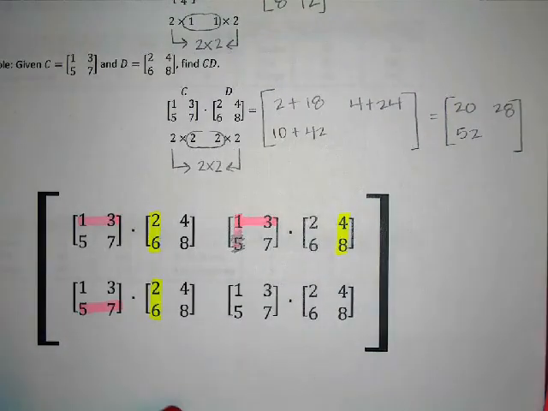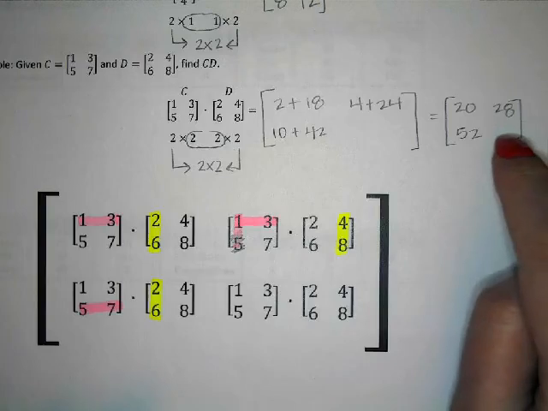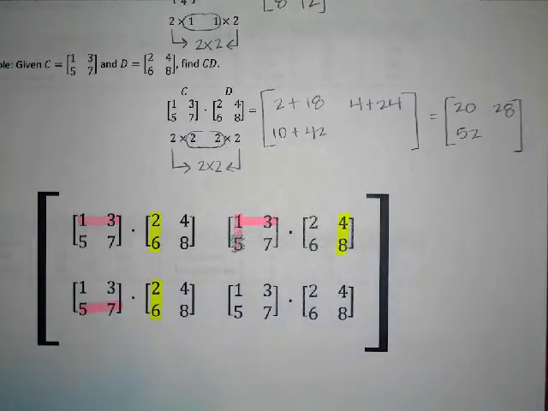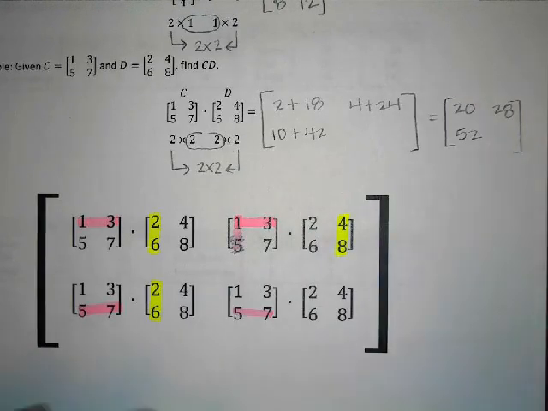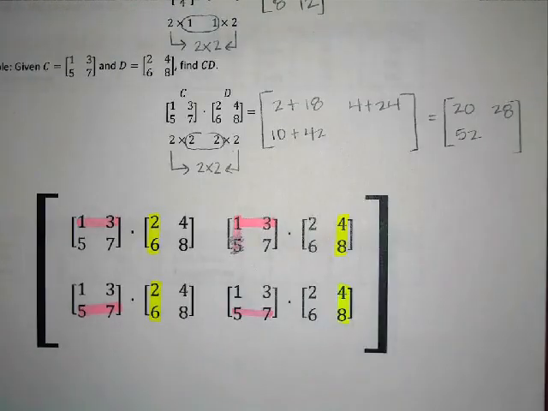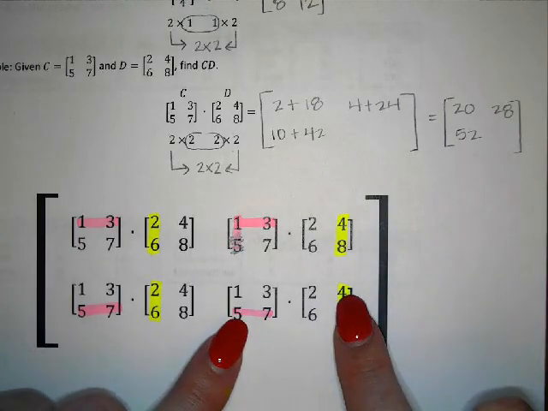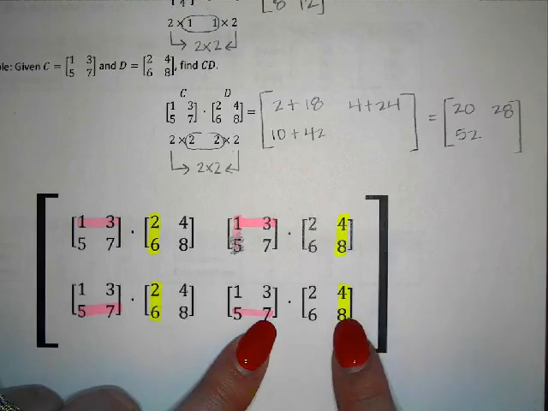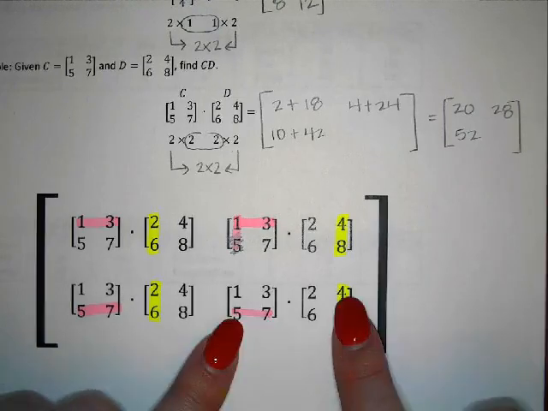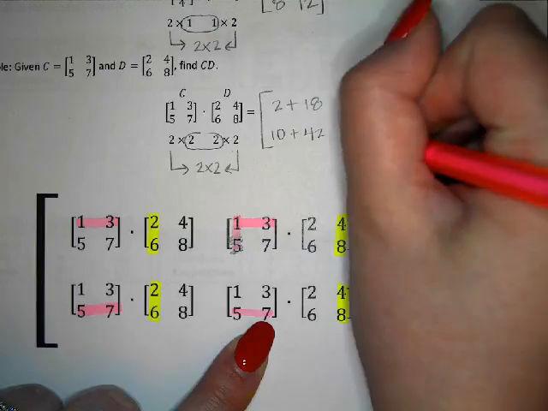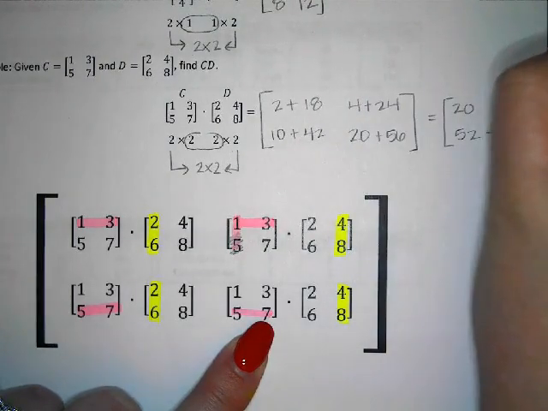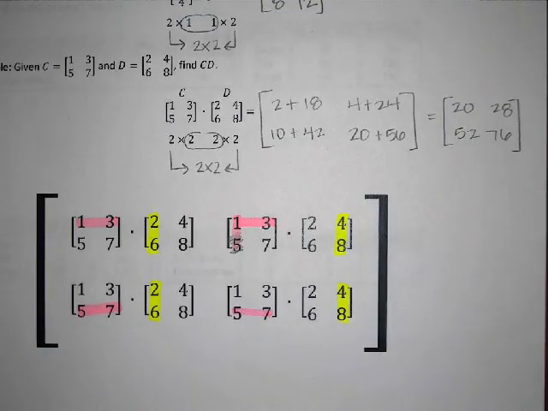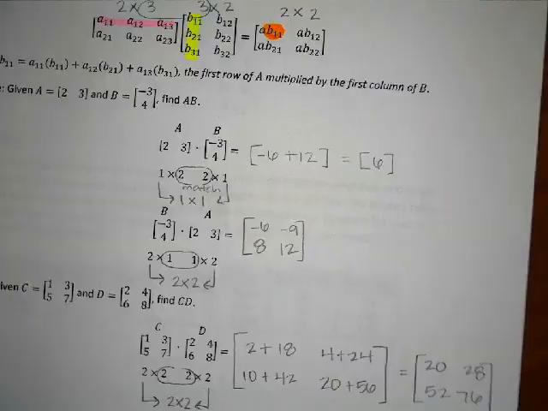Okay, and then the last number is in the second row, second column, and so I'm going to be looking at the second row and the second column. 20 and 56. 20 and 56. And so that gives me 76. All right, let's continue on to the next page.